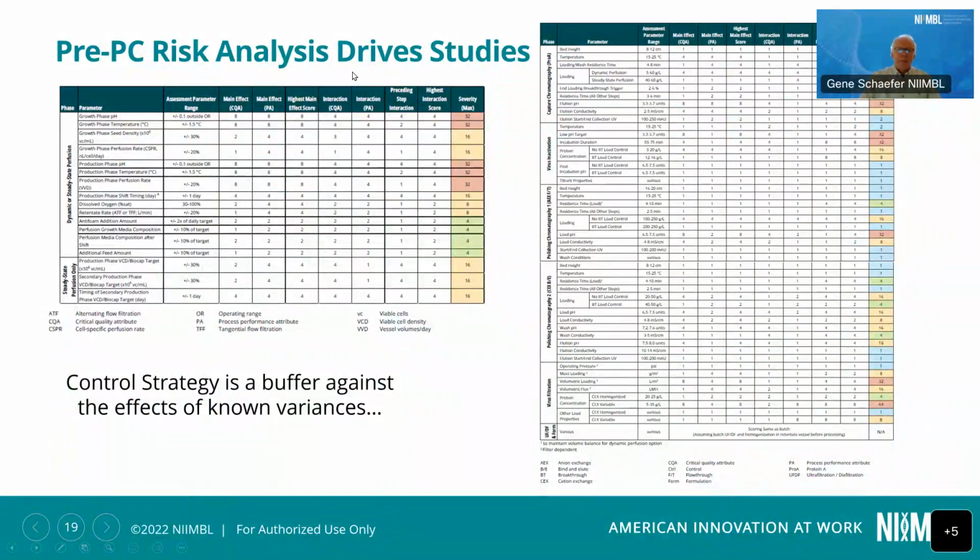And then there are tables in the case study talking about the pre-process characterization risk analyses and how those would drive individual studies, their DOEs, one factor at a time. And again, with the understanding that a control strategy is a buffer against the effects of known variances. And these studies are where you explore the known variances.